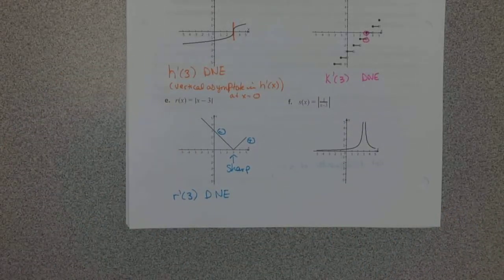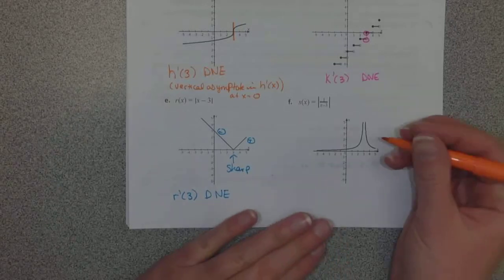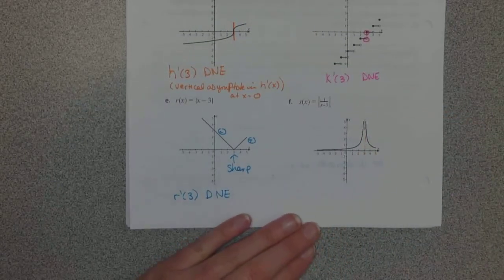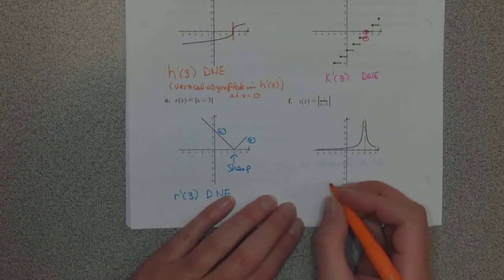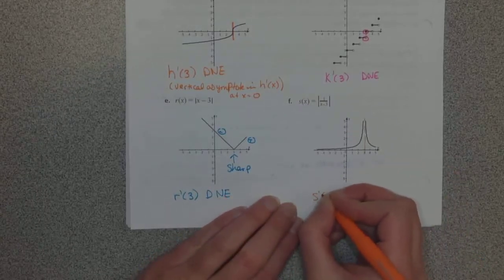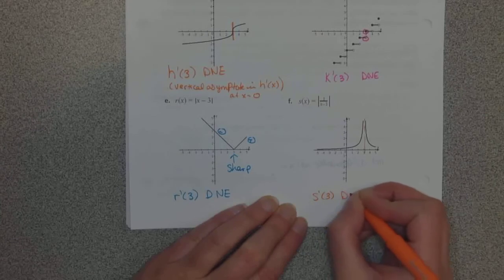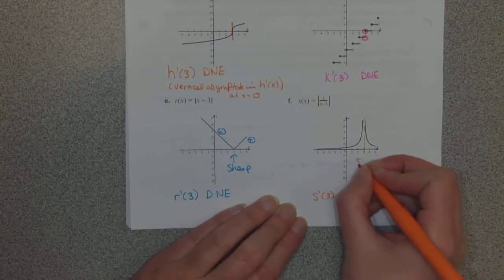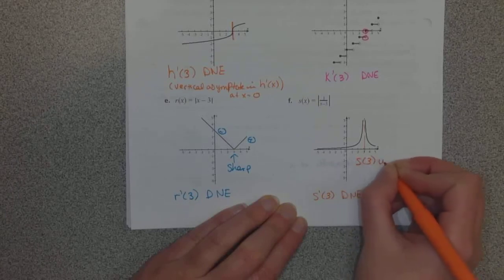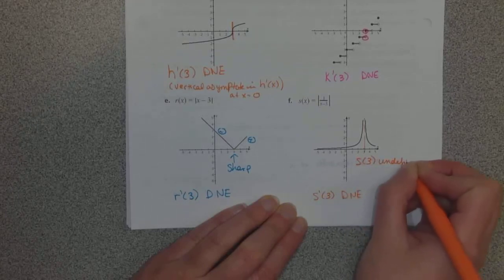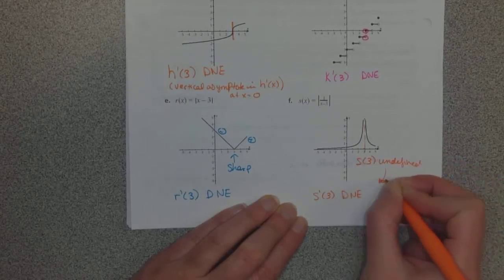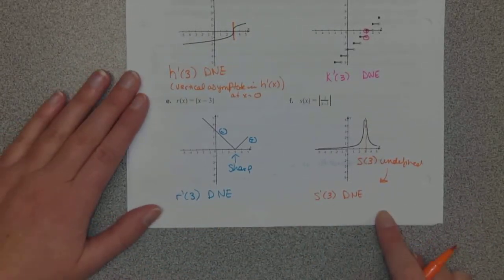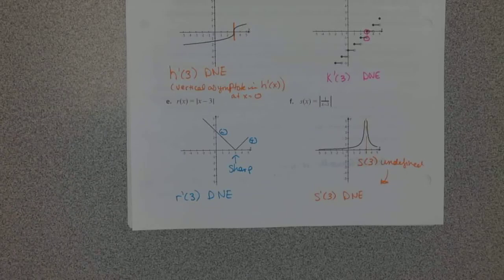And then in letter F, if a value is excluded from the domain of the original function, it's certainly excluded from the domain of the derivative. So s prime of 3 also fails to exist, this time because it's not in the domain of the original. So s of 3 is undefined. So you certainly cannot have a value of the derivative because the domain of the derivative is a subset of the domain of the original function.